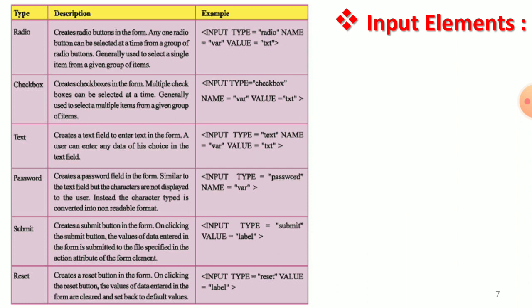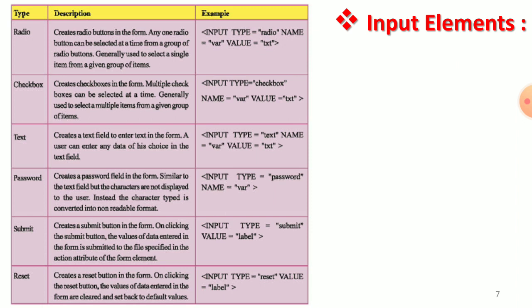Second, checkbox. Creates a checkbox in the form. Multiple checkboxes can be selected at a time, and it is generally used to select multiple items from a given group of items. That is a checkbox.